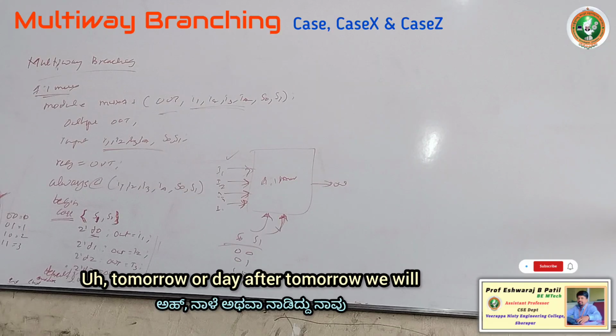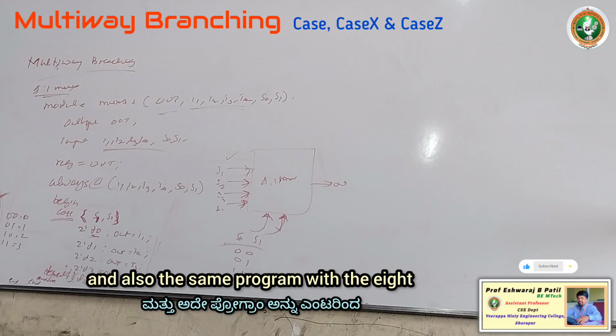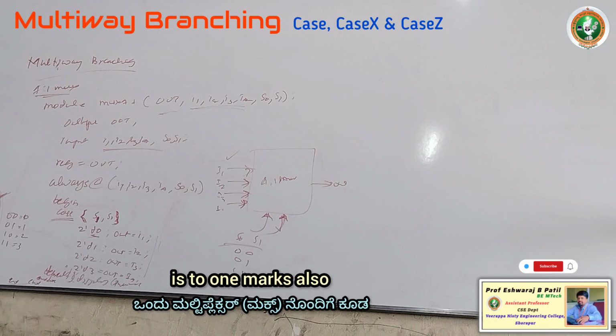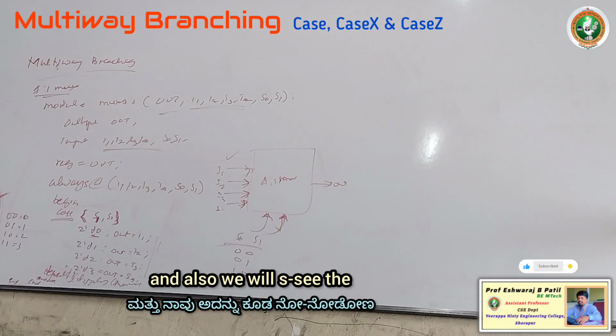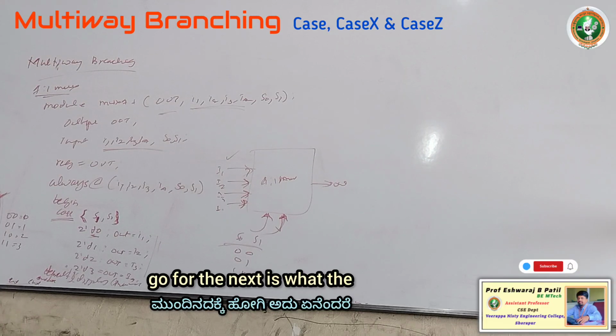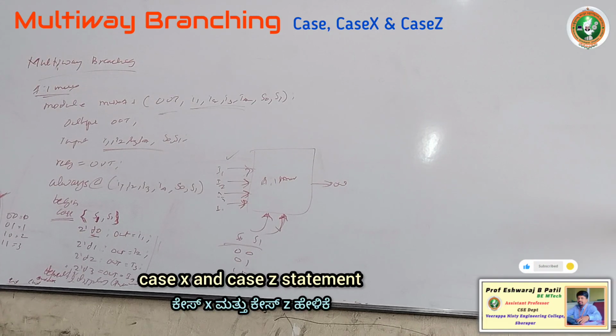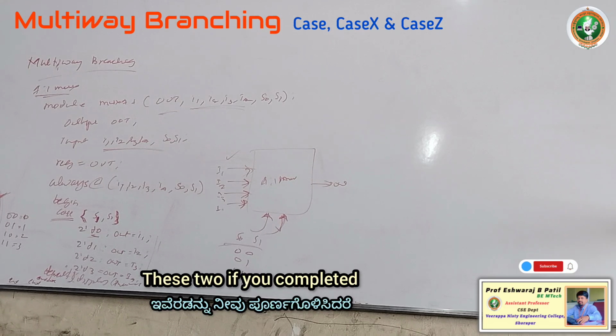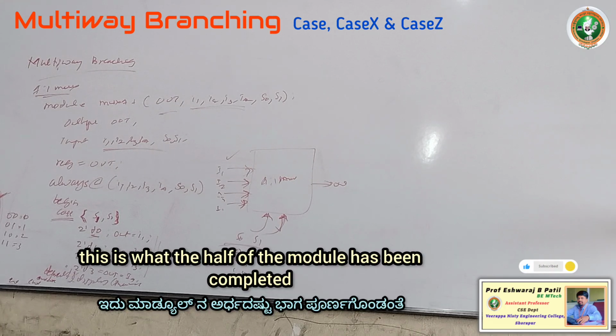Tomorrow or the day after tomorrow, we'll see writing a program for the same thing with the 8:1 mux also, and we'll go on to the CaseX and CaseZ statements. If you complete these two, half of the module has been completed.